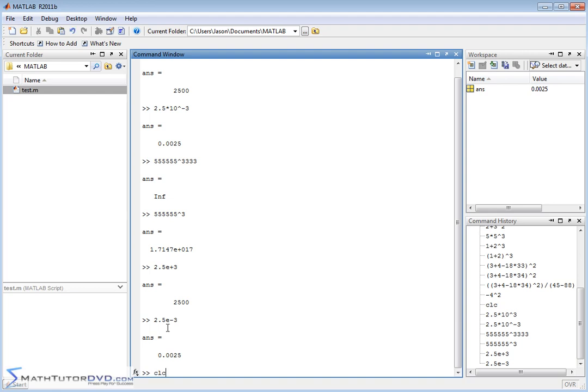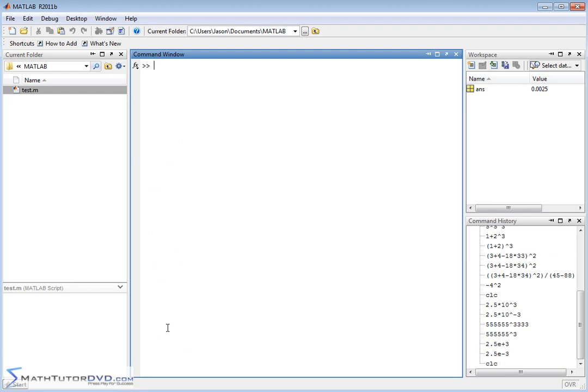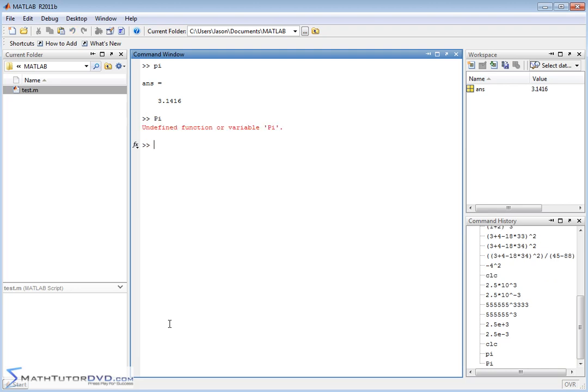So let me clear the screen. And before I leave here, I just want to take the time to introduce something that you'll use a lot, and that's the number pi. Pi in MATLAB is represented by pi, like this. It's not capital Pi. It doesn't know what that is. It's not little p and big I. It doesn't understand that. It's pi, like that.